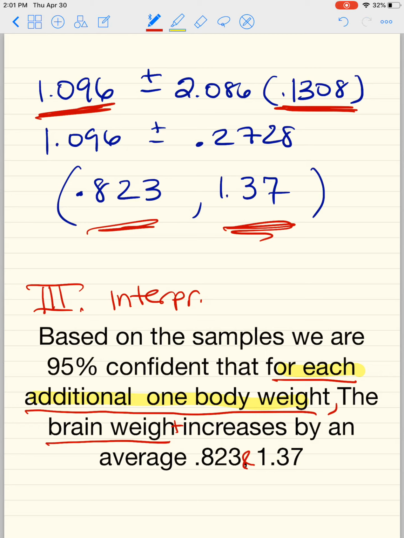So once again, the interpretation is more important than anything. Based on these samples, we're 95% confident that for each additional one body weight, the brain weight increases by an average of 0.823 to 1.37. So you're basically taking the slope and interpreting it for an entire interval, and that's how you do this problem.